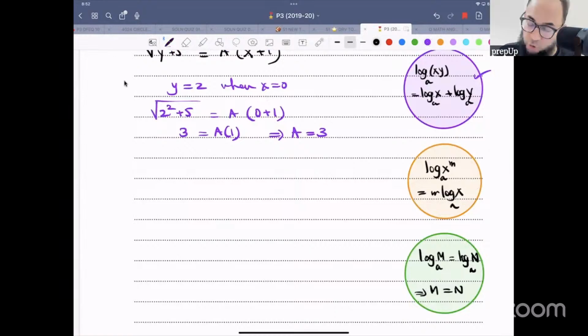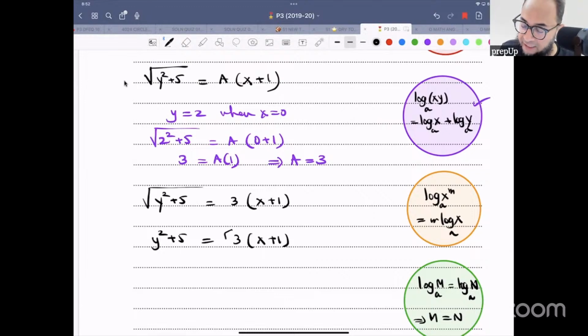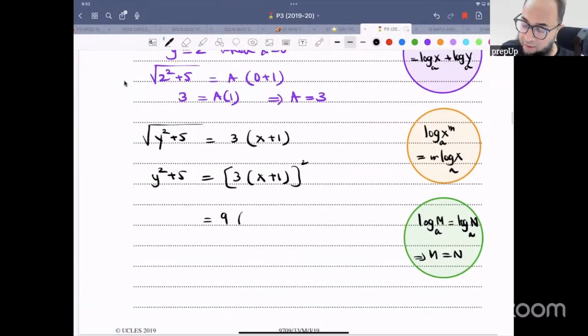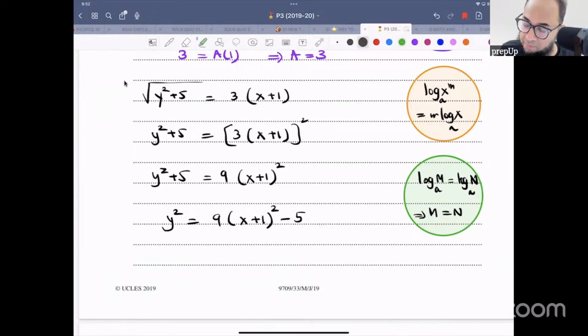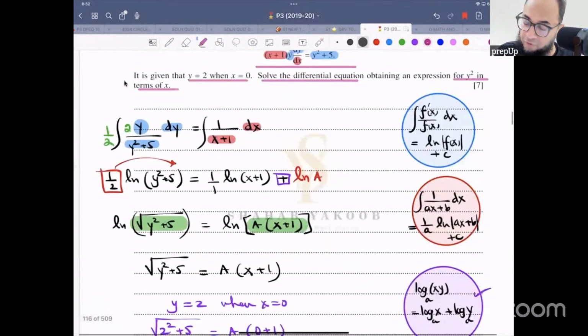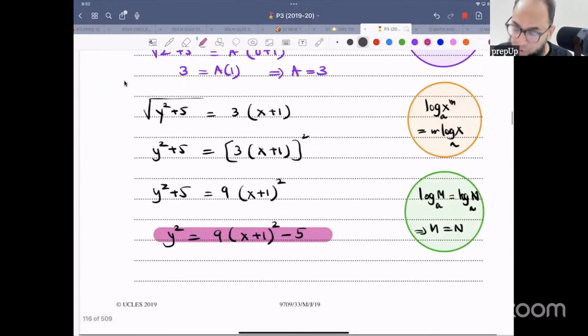So now back to the black marker: square root of y square plus 5 is 3 times x plus 1. Y square plus 5 is 3 times x plus 1, the whole thing squared. That is 9 times x plus 1 whole squared, that is y square plus 5. Make y square the subject: 9 times x plus 1 whole squared minus 5. And that is the answer for this particular part. So that is what they are asking for, y square in terms of x. So that is the third question done and dusted.